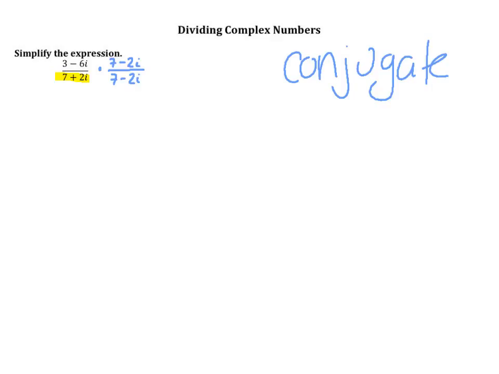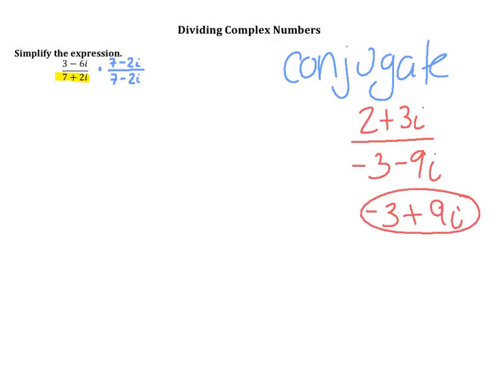Now, as a side note, let's pretend that we have 2 plus 3i on top and negative 3 minus 9i on the bottom. So your conjugate for this one, that negative 3 on the bottom stays the same. It's that middle sign that changes. So that's a side note for this particular question. So let's go back to the one that we're working on here.